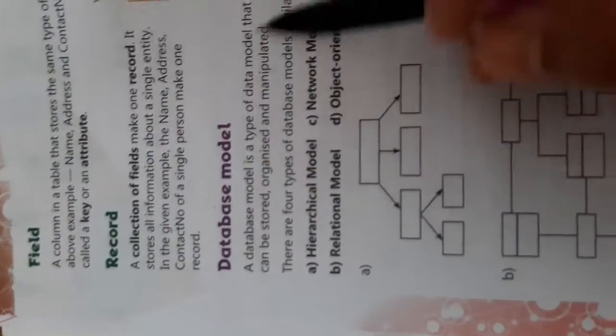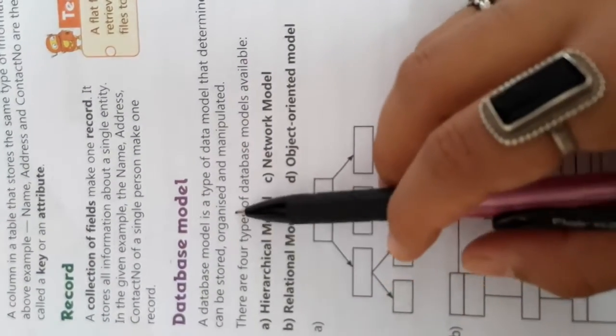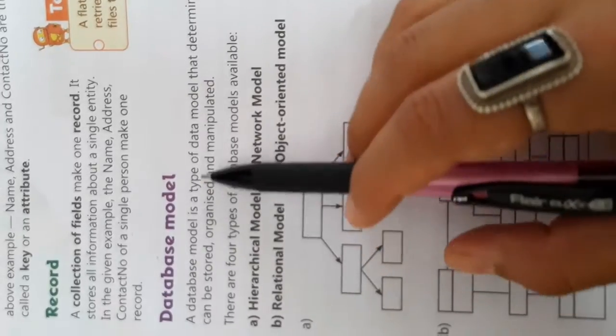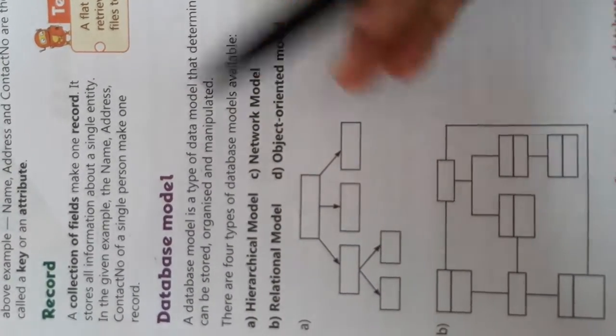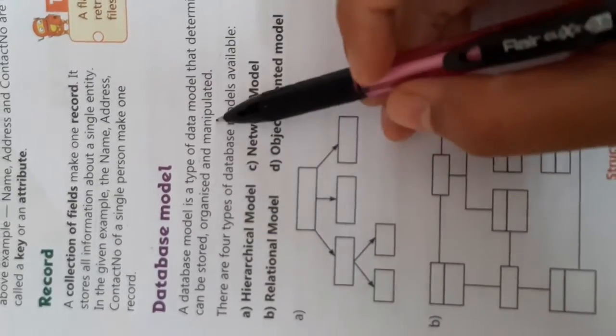Now next we have the database model. A database model is a type of data model that determines the manner in which data can be stored, organized and manipulated. What does the database model show us? It determines the manner in which we are storing the data, for example, how it is organized or manipulated.